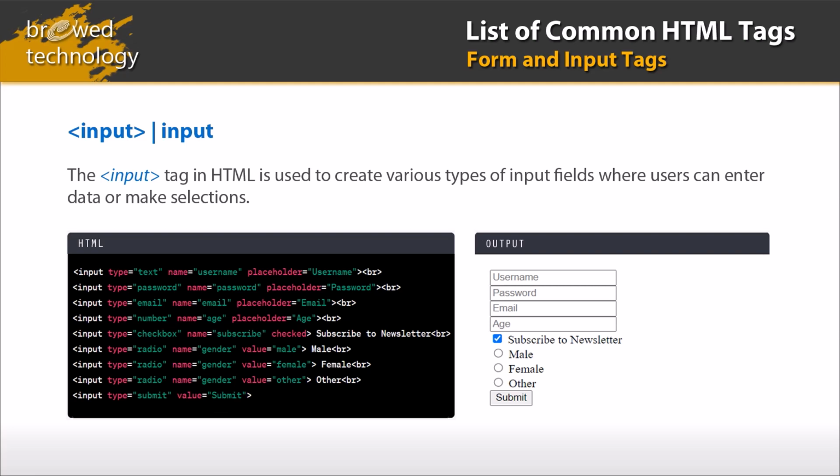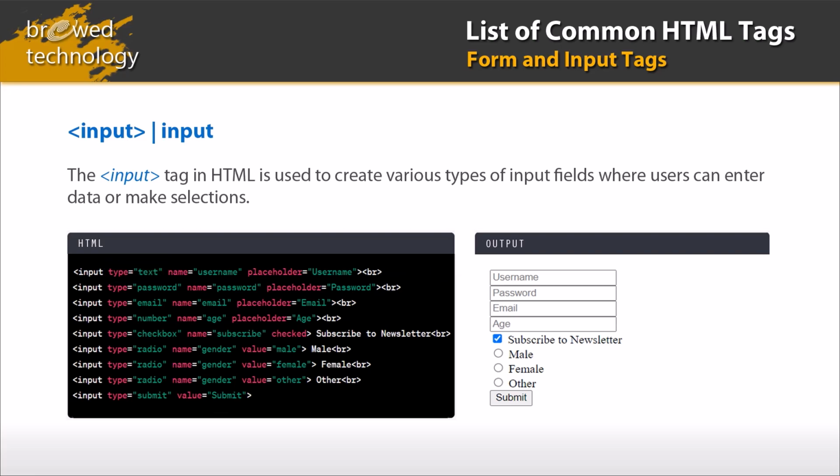The input tag is used to create various types of input fields where users can enter data or make selections. The specific type of input field is defined by the type attribute of the input tag. Here in our example, different types of input are demonstrated. We have the type text for username. A type of text means that the input field allows the user to enter alphanumeric characters.